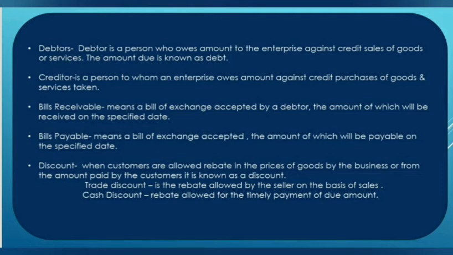Whereas cash discount is a rebate that is allowed for timely payments of due amount. If somebody is paying timely, that particular person is eligible for your cash discount. So cash discount is recorded in the books of both the parties, that means your seller and purchaser. Whereas trade discount is recorded under one party, that is the purchaser. Okay, so the difference between trade discount, cash discount, bills receivable, bills payable, creditor and debtor is clear.